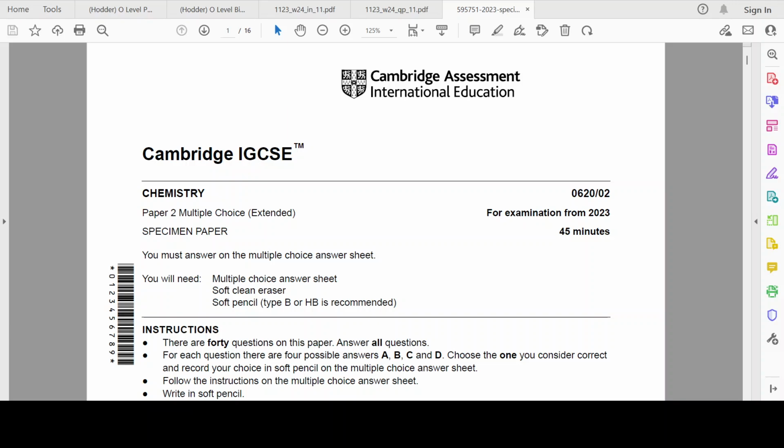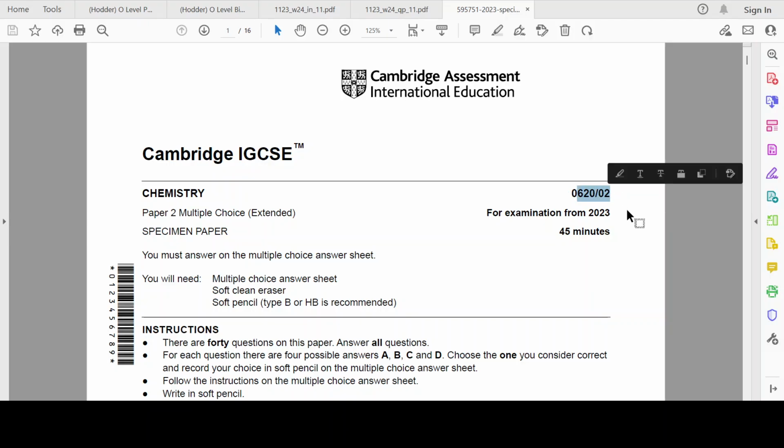So today we are starting with our past paper practice for chemistry. As you can see, open in front of you is the specimen paper for the new syllabus from 2023. Right, this is for paper 2. That is the extended paper for IGCSE Chemistry 0620.